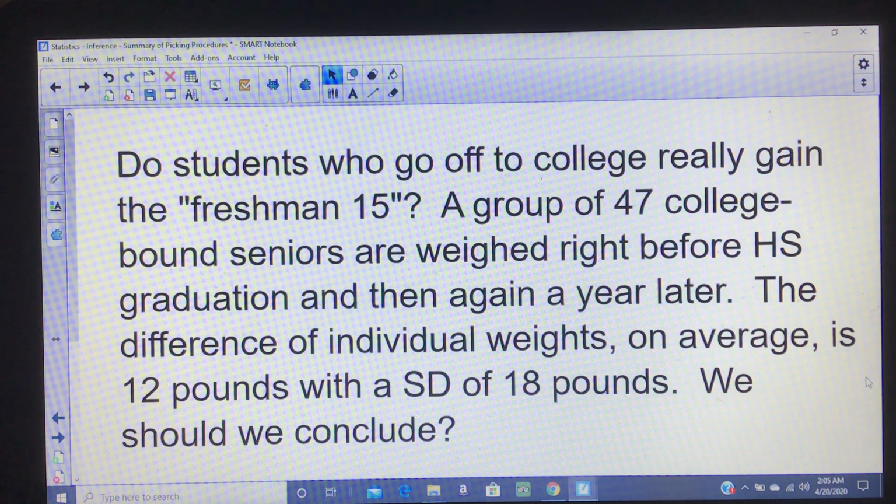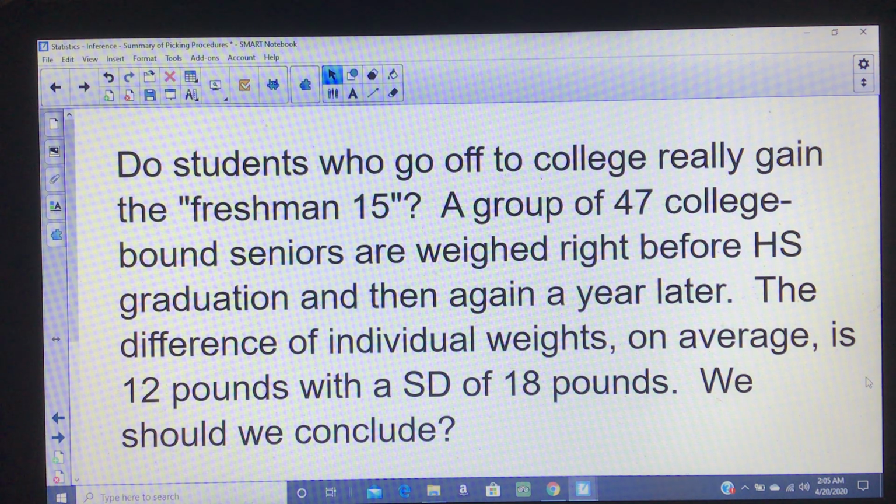All right. The last one. Just to show you the differences, this one asks, do students who go off to college really gain the freshman 15? So if you've never heard of the freshman 15, basically they say once you leave high school, you get kind of fat.